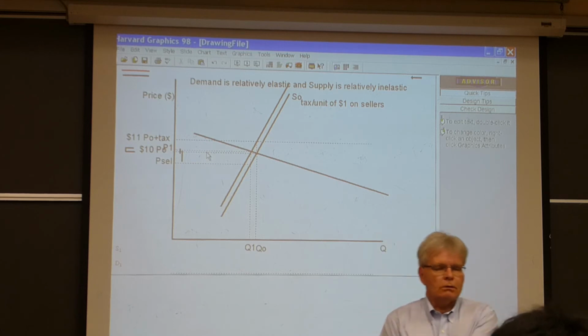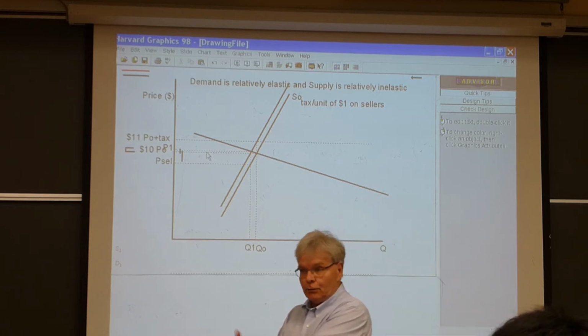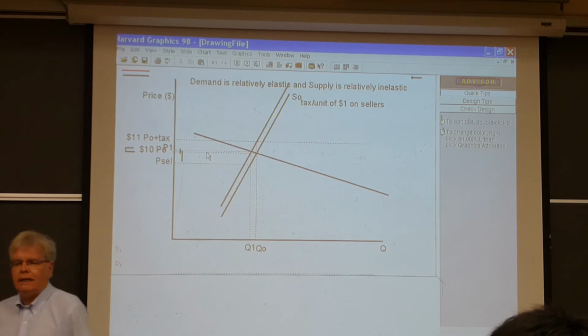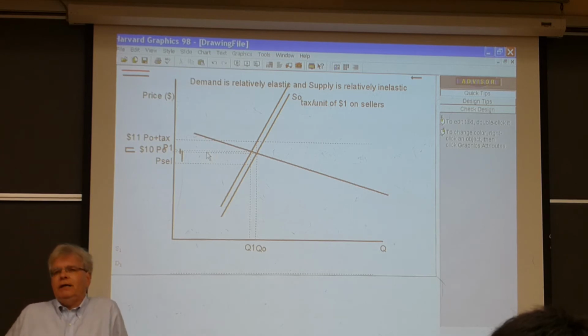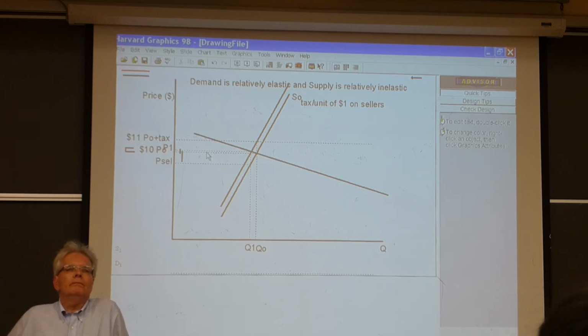Right? So it turns out to be flat out unfair in the first instance, and yet you thought it was fair. Okay, now tell me why. In this case, the buyers are paying very little more and the sellers are paying a lot more. Tell me why. Yeah, go ahead. Because the supply is relatively inelastic.